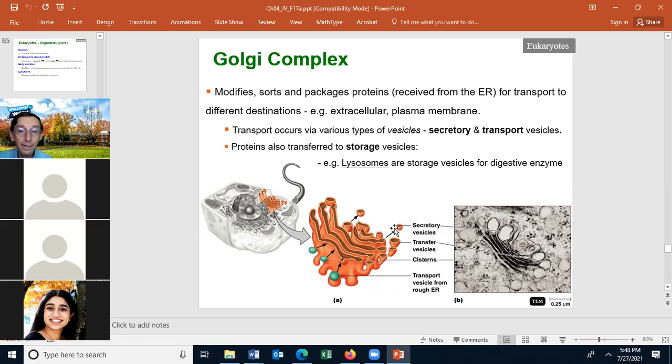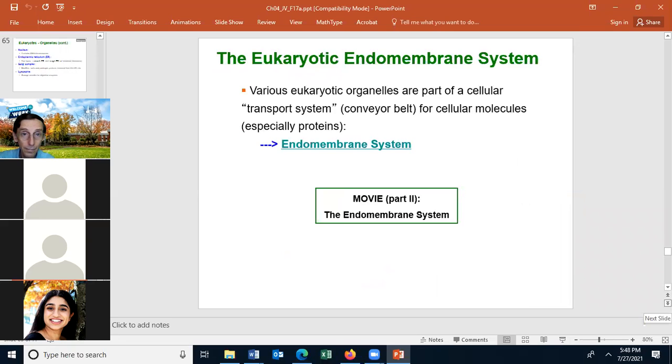All right, lysosomes, vacuoles, and transport vesicles all look the same. And as I mentioned, a transport vesicle, when it gets to a location in the cell where it wants to store the material, it stops moving, and we don't call it a vesicle anymore, we call it a vacuole. Eukaryotes have an endomembrane system, which is a system or a conveyor belt for moving various cellular components, cellular molecules around in the cell.